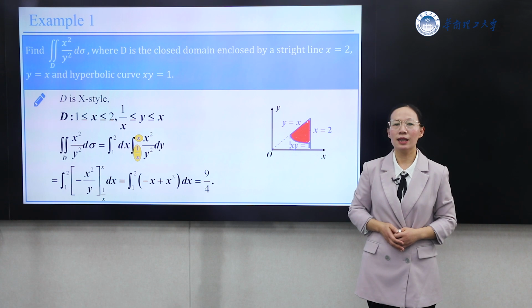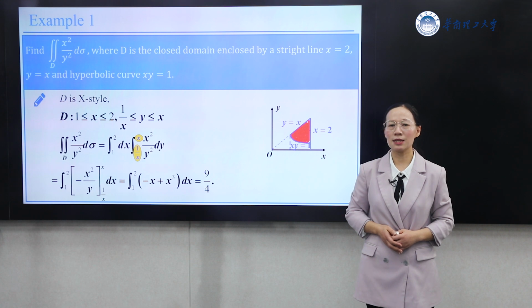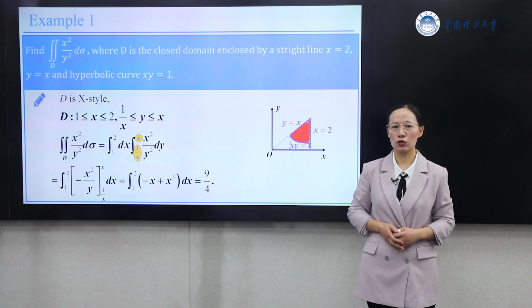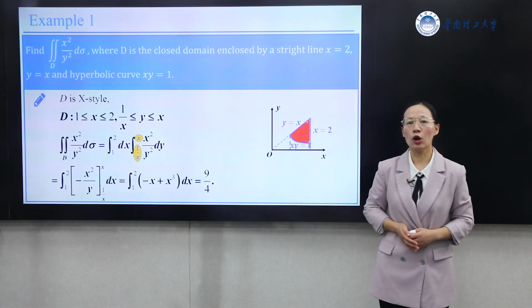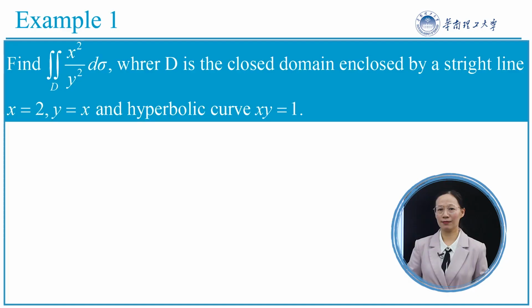We obtain negative x plus cubic x. Lastly, calculate the definite integral of negative x plus cubic x from 1 to 2 with respect to x. The result is 9/4.